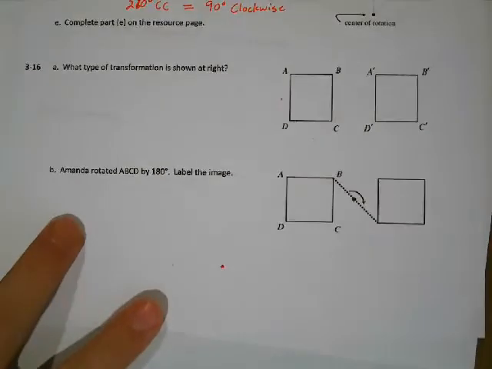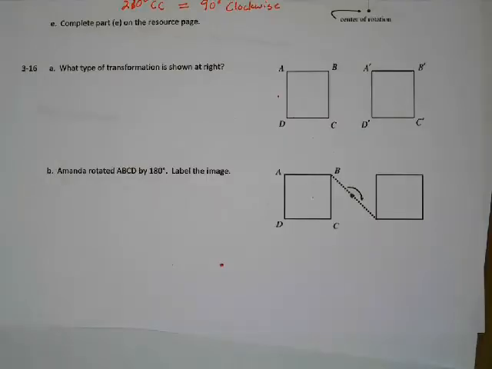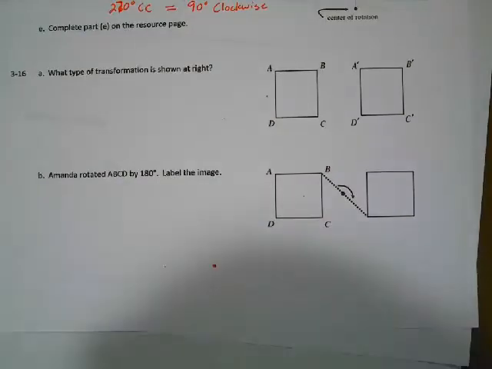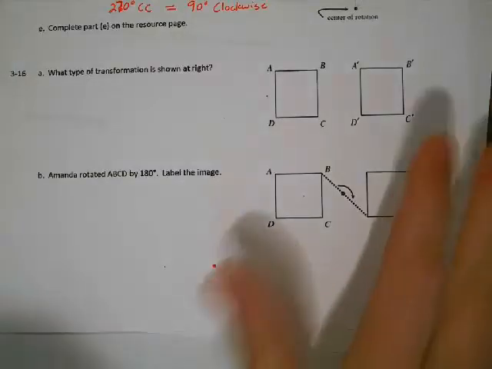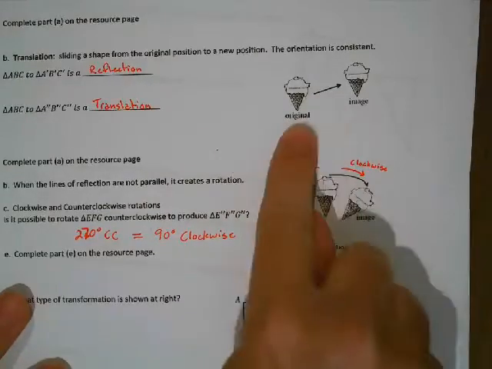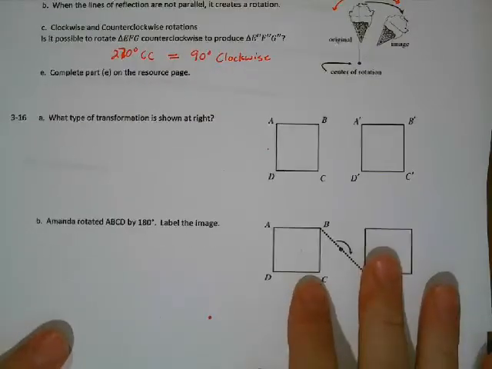All right, so I've got a transformation. Now remember, our transformations are rotations, reflections, and translations. The translation and transformation sounds a lot alike, but it's different. Remember, this one is the translation where it just moves. So these are types of transformations.